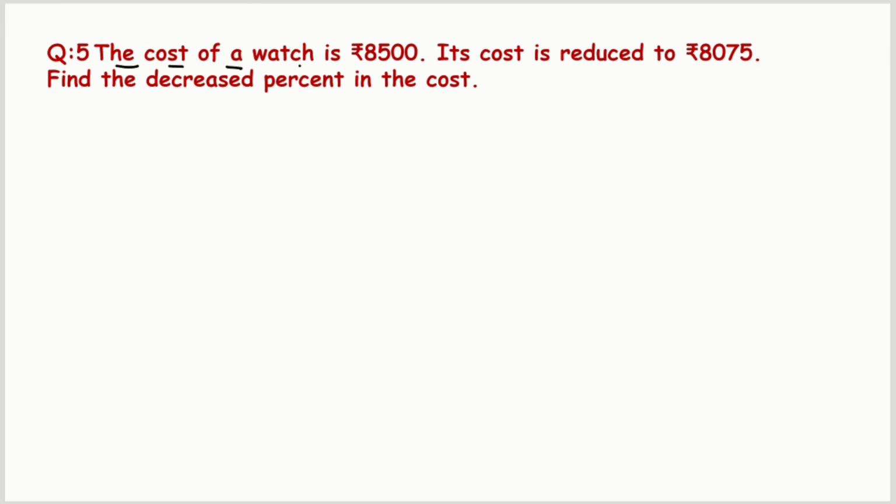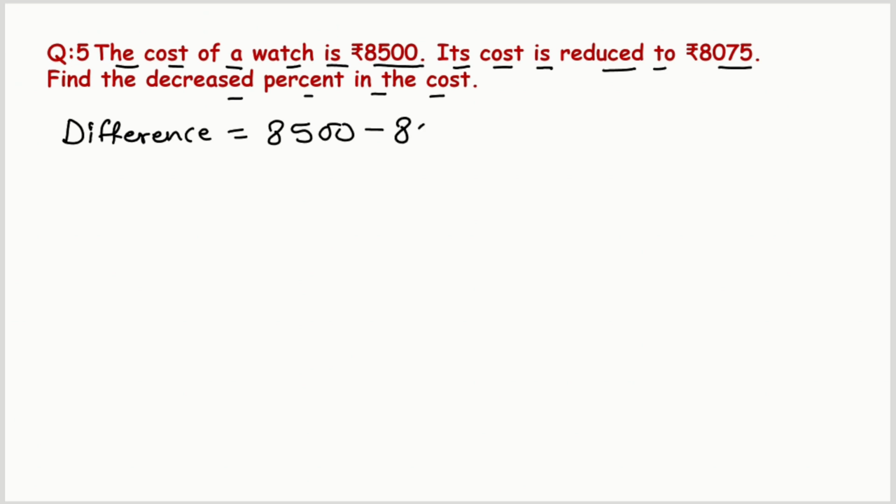The cost of a watch is 8,500 rupees. Its cost is reduced to 8,075 rupees. Find the decreased percent in the cost. So first we will calculate the difference between these two costs. So what is the difference? Difference is 8,500 minus 8,075. After solving this, we will get 425. So this is the decrement in the amount.